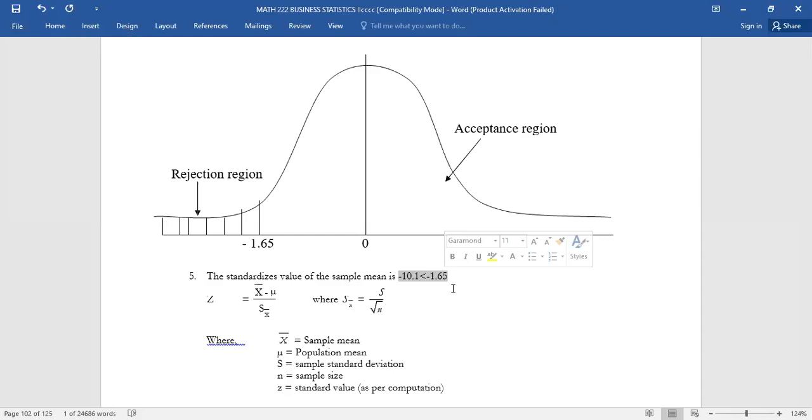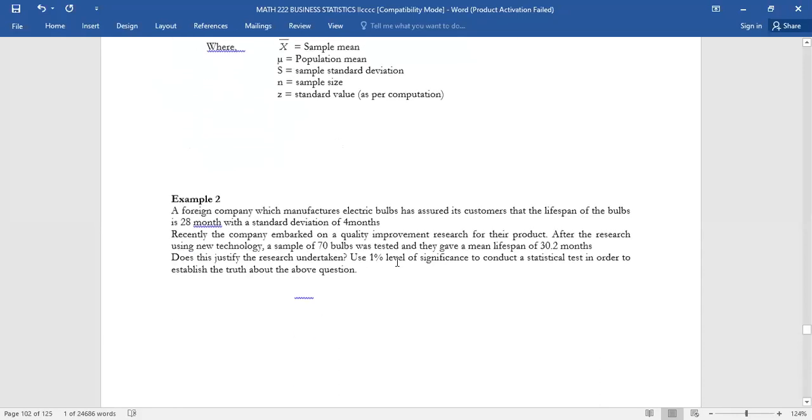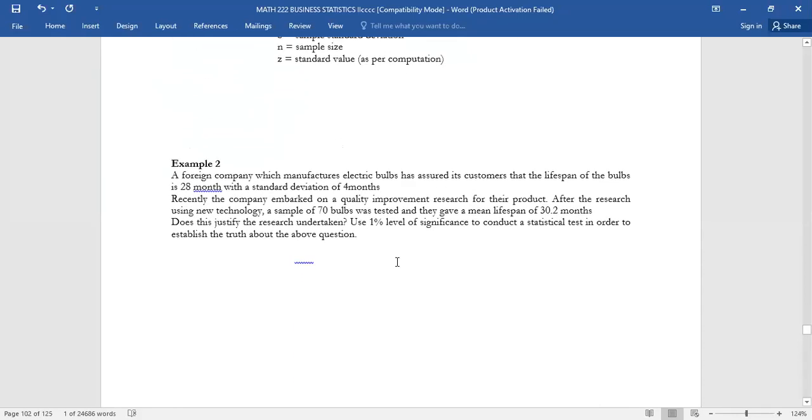Yes. I want us to try example 2. We have an example 2 here. Kindly try example 2, following the steps that I've indicated. We've been told a foreign company manufactures electric bulbs, and it has assured its customers that the lifespan of the bulbs is 28 months within a standard deviation of 4 months.